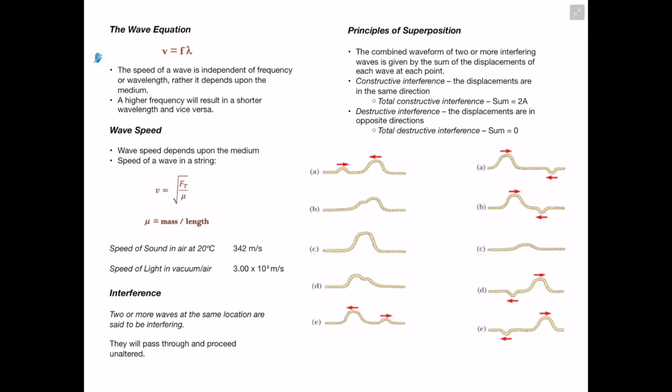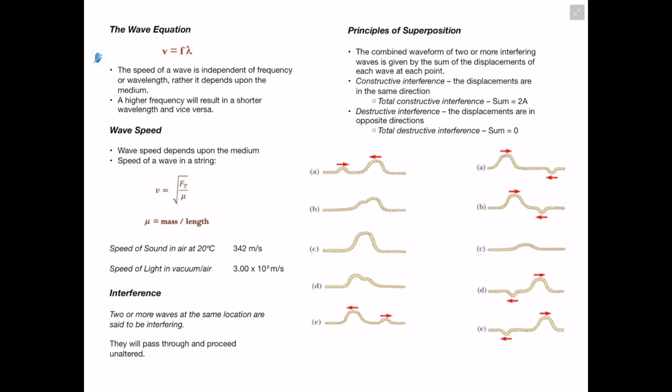Alright, next we'll be talking about the wave equation, which we're going to call velocity is equal to our frequency times our wavelength. And an important thing to realize here is that our velocity is actually not dependent upon frequency or wavelength. It's dependent upon the medium which the wave is moving through.